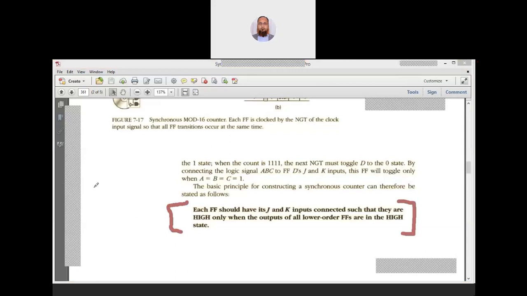And also you remember that if you want to change the fourth bit, the MSB will change when the previous three are high and the clock appears, so this will become high and all will go to the lowest state. So this is a normal count, you know it better. This statement is the same as what I told you.